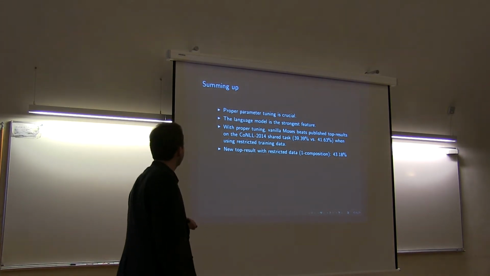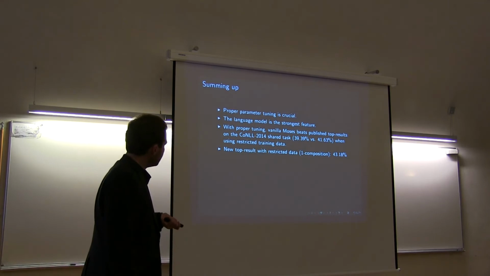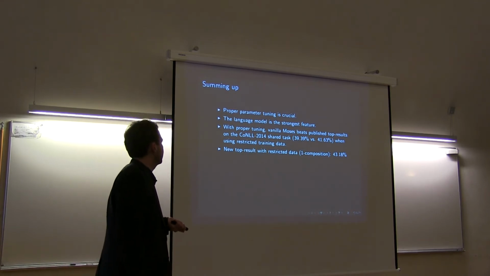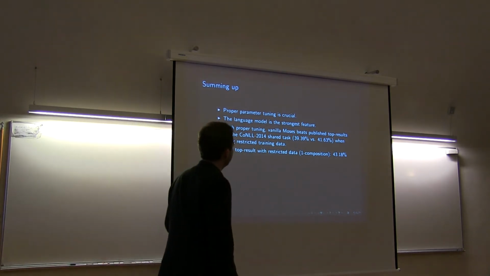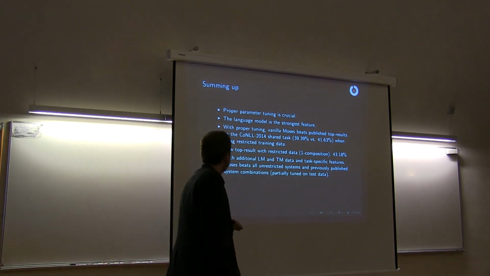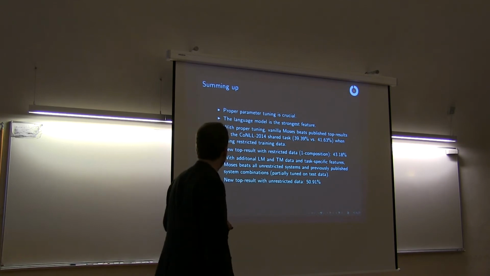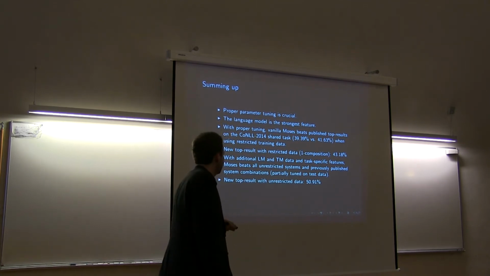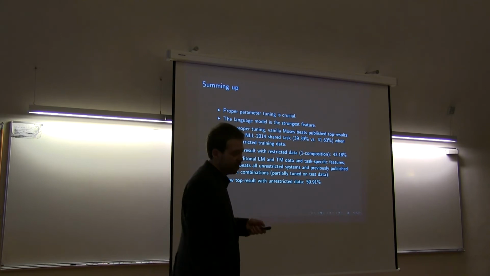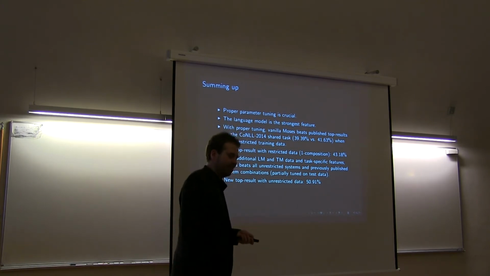With task-specific features and self-composition, we get the new top result for restricted data. With additional language model and translation data, we beat all unrestricted systems, previously published results, and system combinations just with a single system. That's nothing complicated, actually. And the new top result for that is currently 50.9. I still have to wait what happens today during the day.